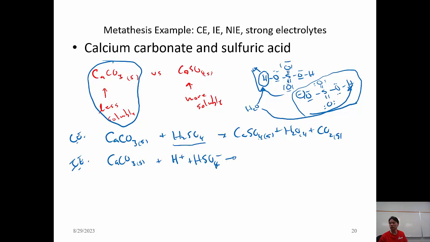Calcium sulfate, is that strong acid, strong base, or soluble salt? No, it's an insoluble salt, so don't touch it. The only things we're going to touch are the strong. Water? No. CO2? No. So leave everything else alone. There are no spectators here, and so the ionic equation and the net ionic equation are the same thing. And so this is kind of what we do for this.